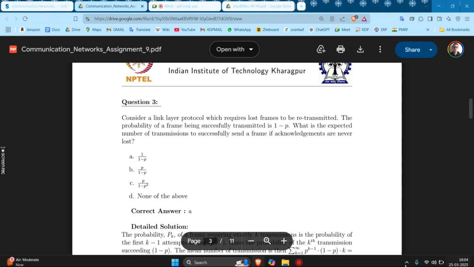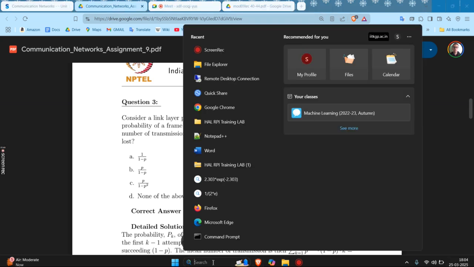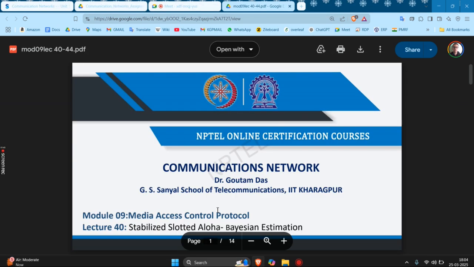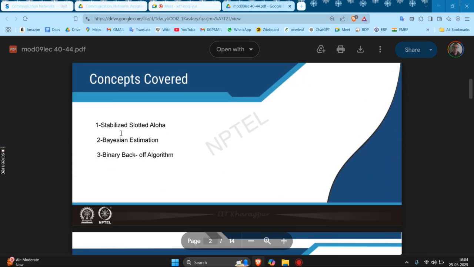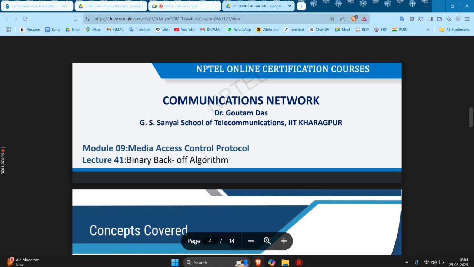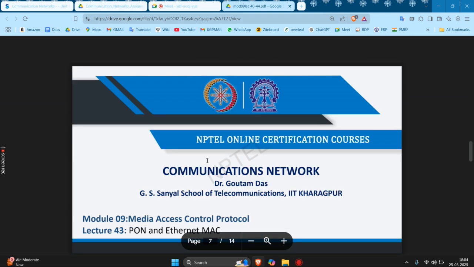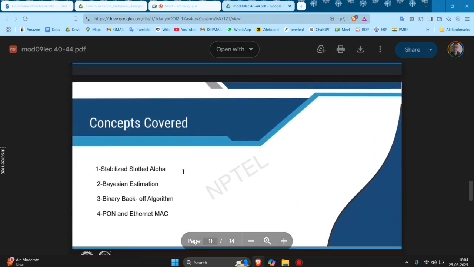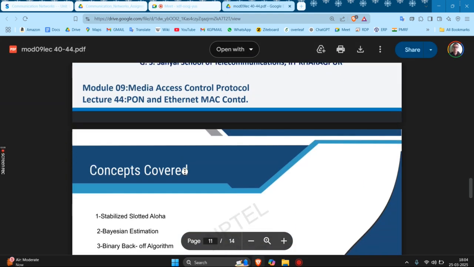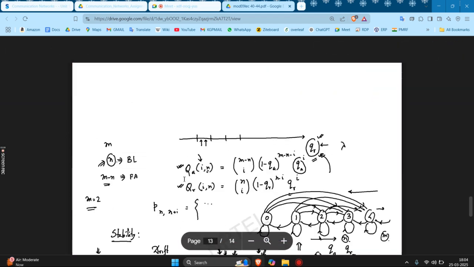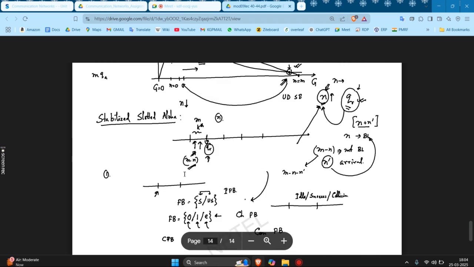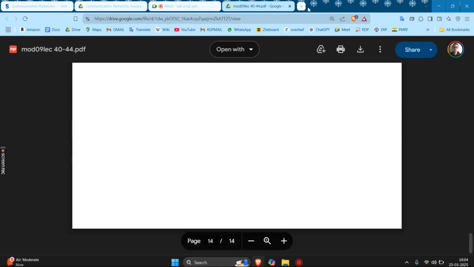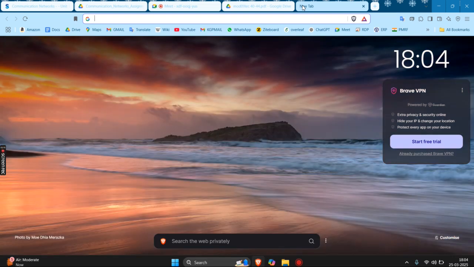So first let's go to the lecture material. The lecture material has stabilized slotted ALOHA, Bayesian estimation, and binary backoff algorithm. So these are some of the topics today. And then there is PON and Ethernet MAC. So let's first go to stabilized slotted ALOHA.